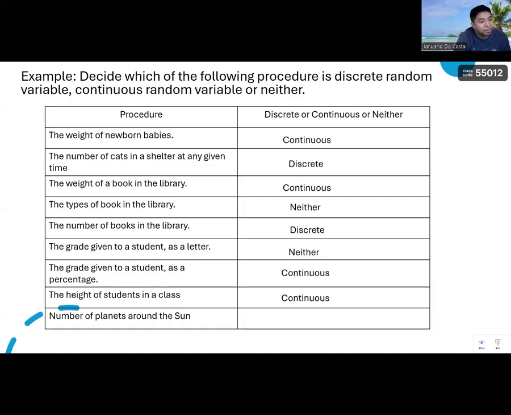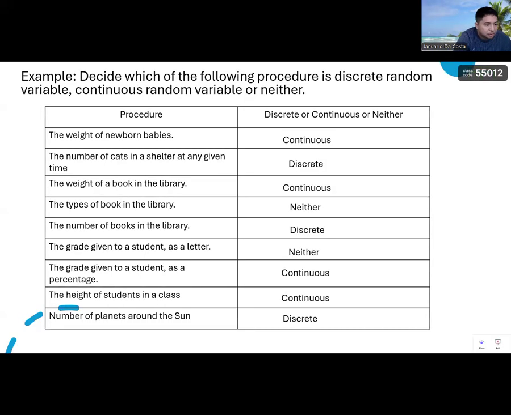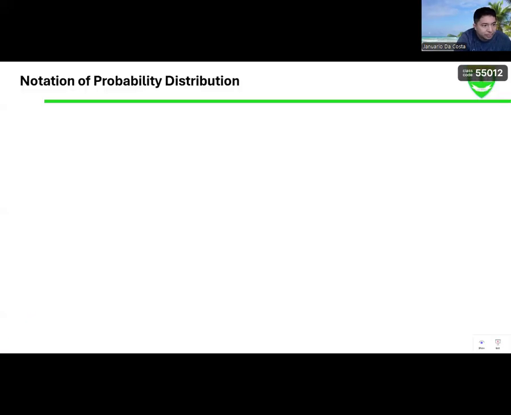What about the number of planets around the sun? Discrete or continuous? Discrete. You can have 1 planet, 2 planets, 3 planets. So this is discrete, yeah?